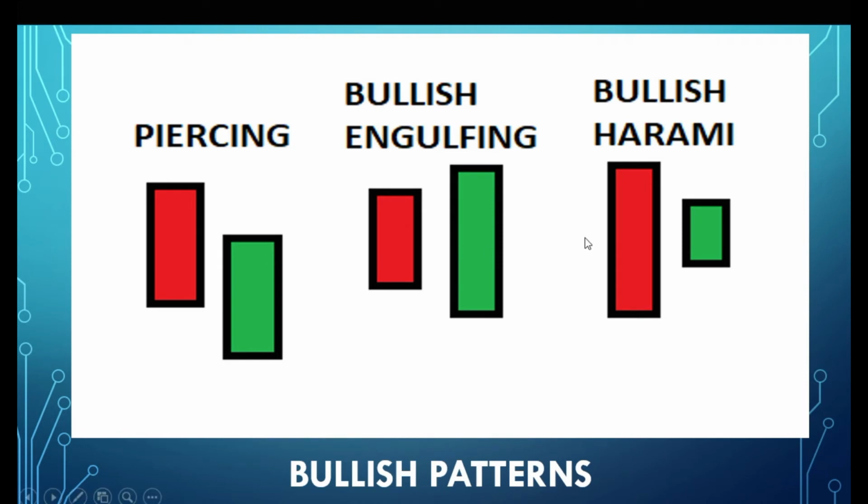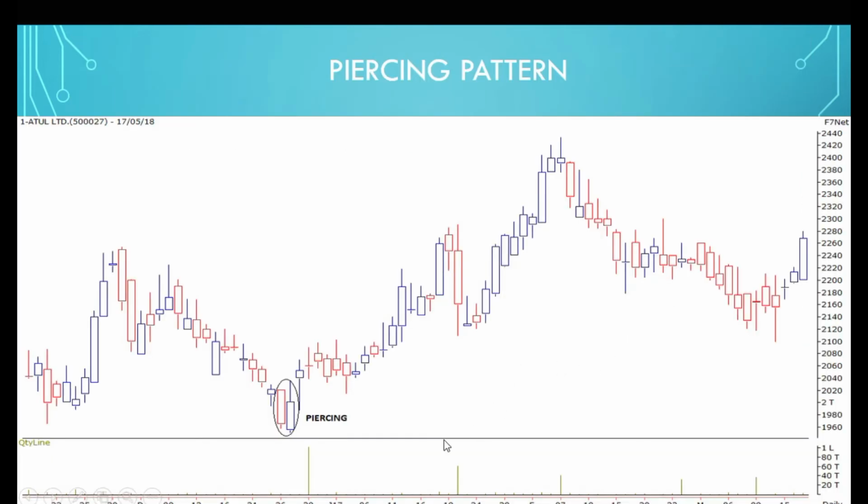Next is the bullish harami pattern. Harami is a Japanese word meaning pregnant. So you can see a small green body after a big red body, or a big bearish candle. It signifies that bears are losing their control and bulls have started taking control. It is also a very significant pattern. So let's see this pattern on charts.